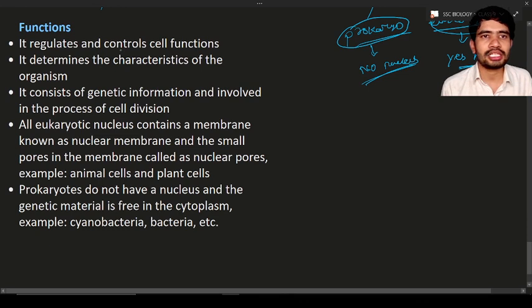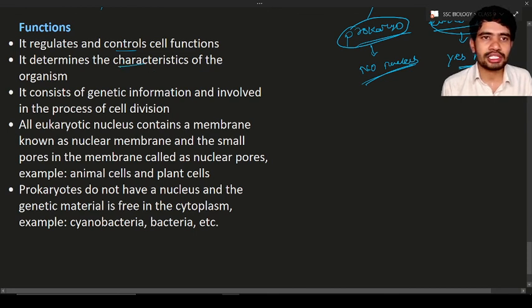The functions are, it regulates and controls the cell functions. All cell functions will be controlled and regulated by the nucleus. It determines the characteristics of an organism. What do characteristics mean? How many hands should be there, how many legs, how tall, what is the color of the skin, the hair, the eyes. These all are characteristics. Your gender, skin color, length of your leg, length of your hand, your height, weight, everything. These all are the characteristics of your body.